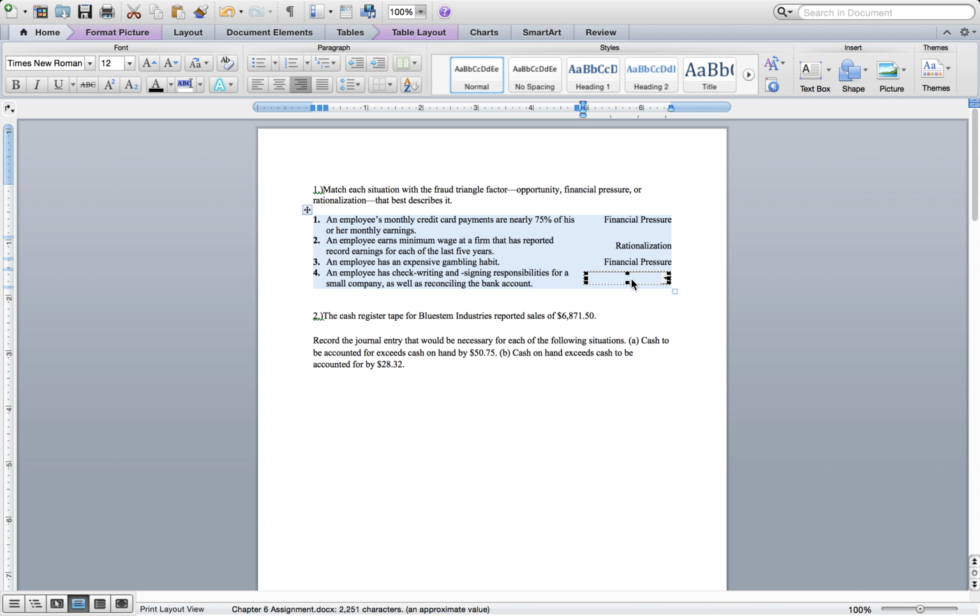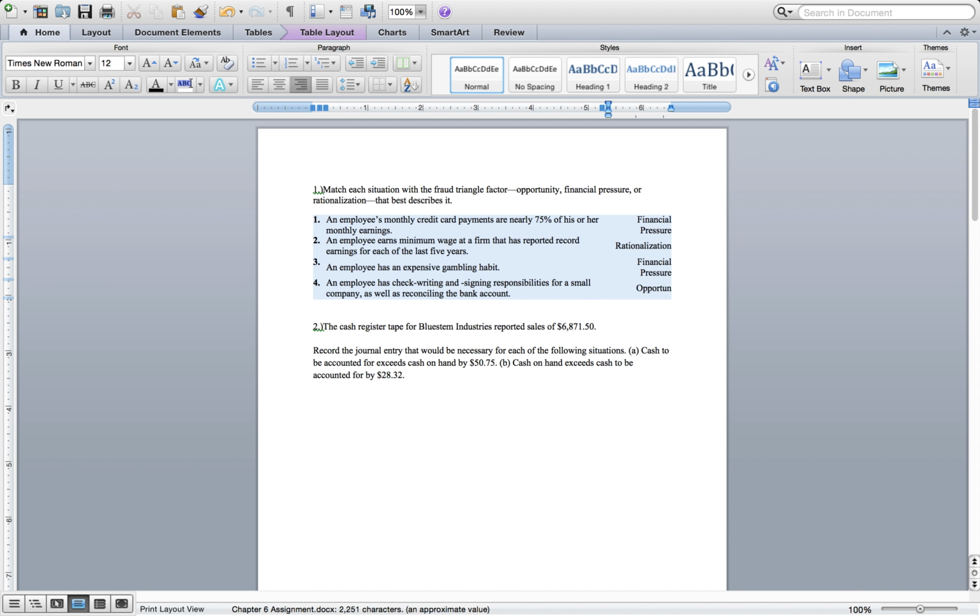The last one says an employee has check writing and signing responsibilities for a small company as well as reconciling the bank account. Here, the individual has the opportunity to commit a fraud. Okay. On to the next one now.